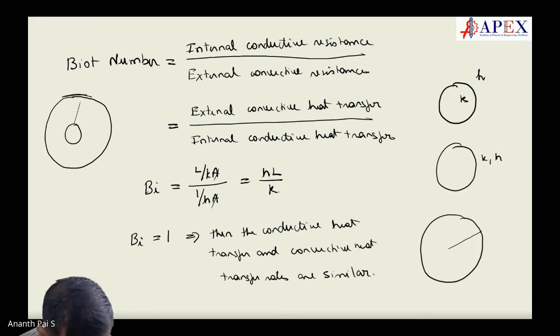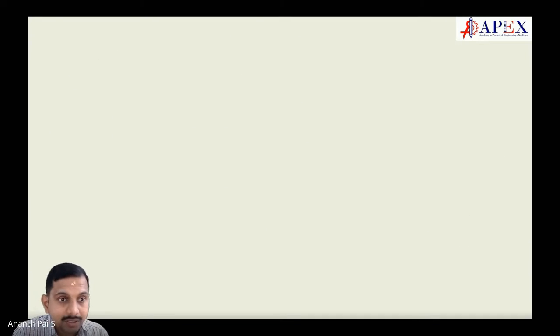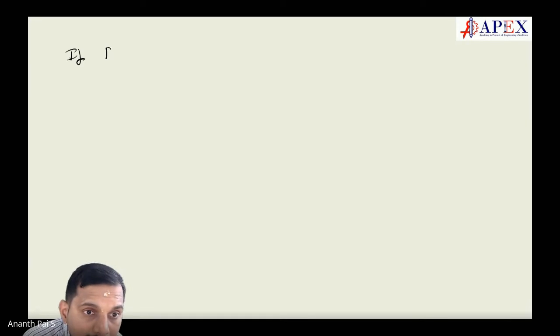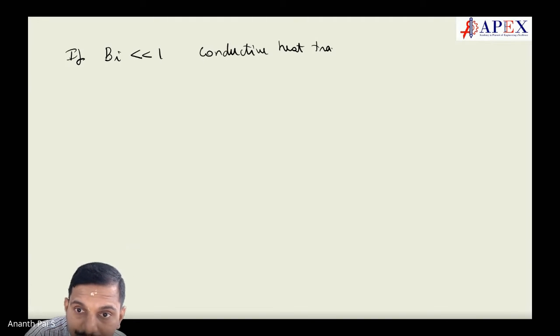Okay. So shall we go further? Done. This Biot number is now... If Biot number is very, very less, then what is more? Conductive heat transfer is more compared to convective heat transfer. Now I repeat again. If Biot number is much, much less than 1, what is happening? Conductive heat transfer is more than convective heat transfer.